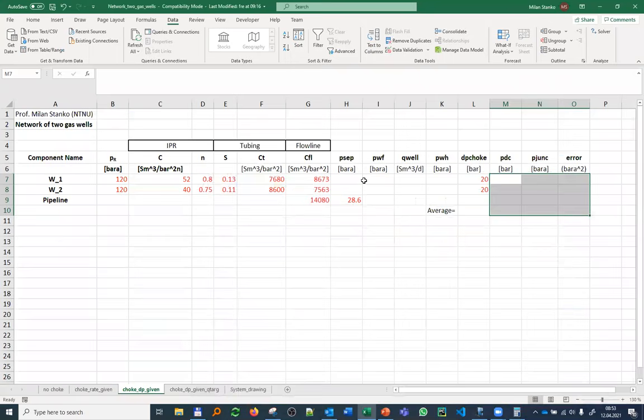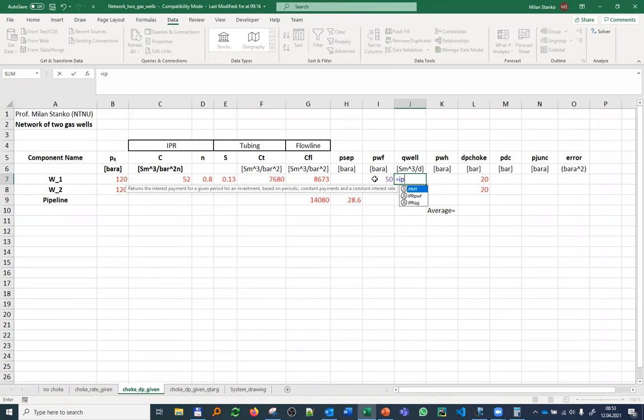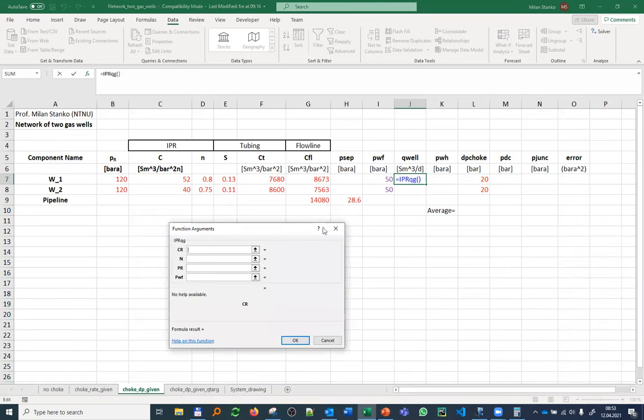Okay, so let's see how that works. We have to assume some number here. Let's say we can assume maybe 50 for both. Then we use again the IPR equation with the rate. Remember, we want to guess on the pressure because we know the upper bound. But you could also guess on the rate if you want. C and N and PR and PWF.